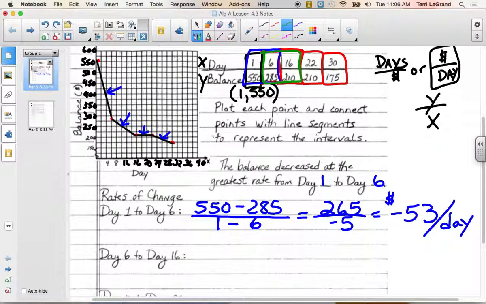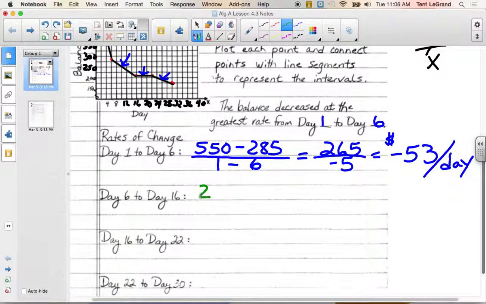Now, you're going to be tempted to do the 6 take away 16 upstairs in your ratio because it's in the top of the table. But remember, the y's are upstairs. So we're going to do 285 take away 210. And then 6 take away, what was the next day? 16. Okay. So 285 take away 210.